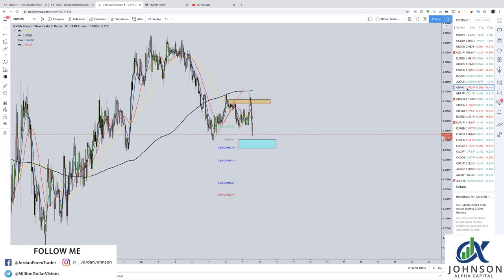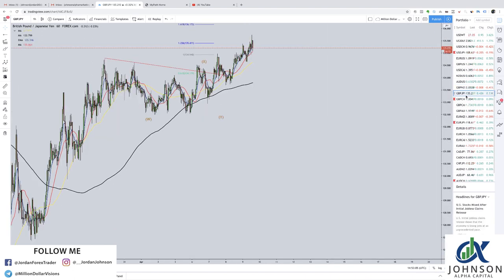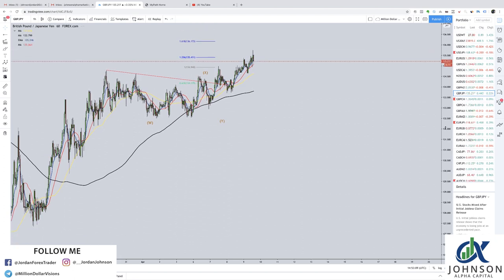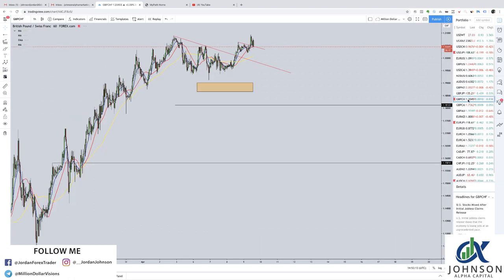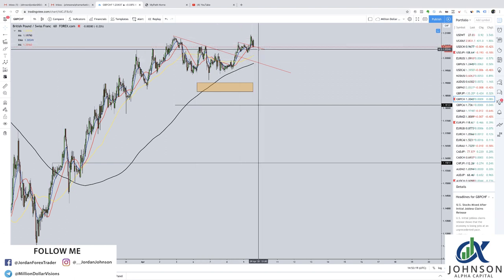Look at pound New Zealand, pound Kiwi is going straight to my blue box. I did see this setup. I didn't like this moving up, so I never participated on that. Pound yen's moving up. I think that move's just about done. Don't see nothing great there. Pound Swiss gave us a couple of decent setups here.